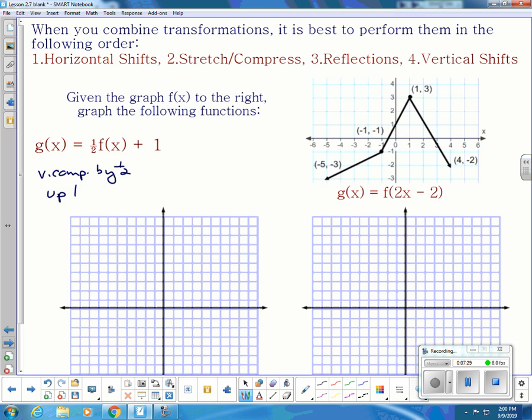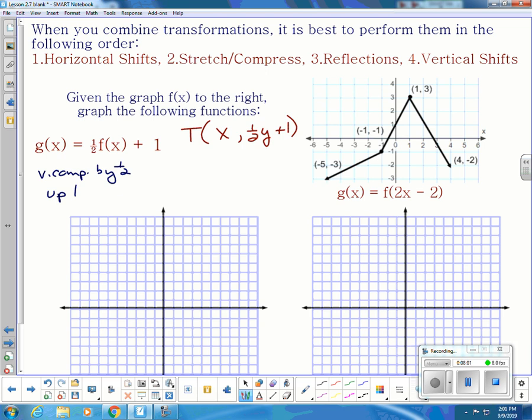Everyone agree with that? If I were to write that with translation language or transformation language, this means there's nothing happening horizontally, so the x is going to remain the same. And the y values, if you look in the directions, they tell you to do horizontal shifts first, stretch and compressions next, reflections, and then vertical shifts. So I'm going to do the compression first to my y's, and then I'm going to add 1. See how you can write the rule that way? It tells you exactly what's going to happen to the x's and the y's.